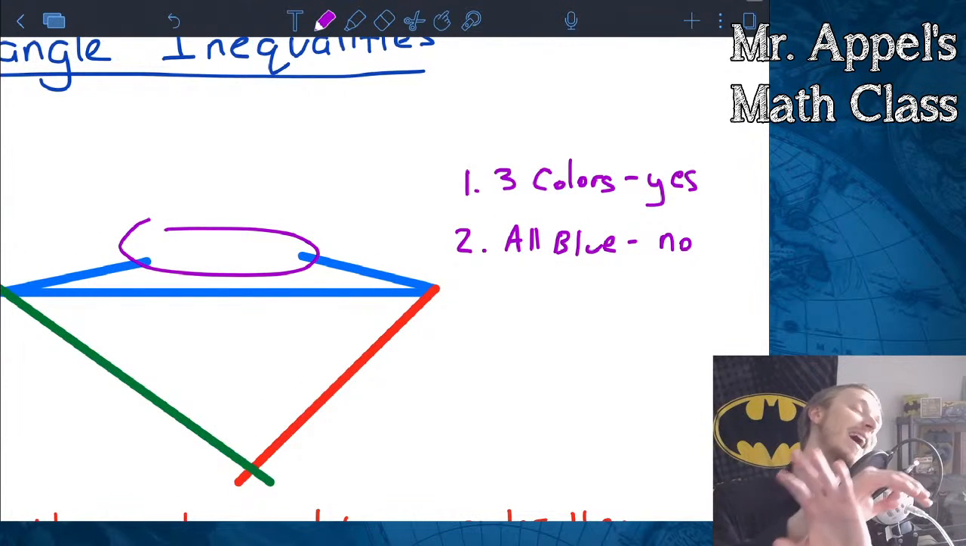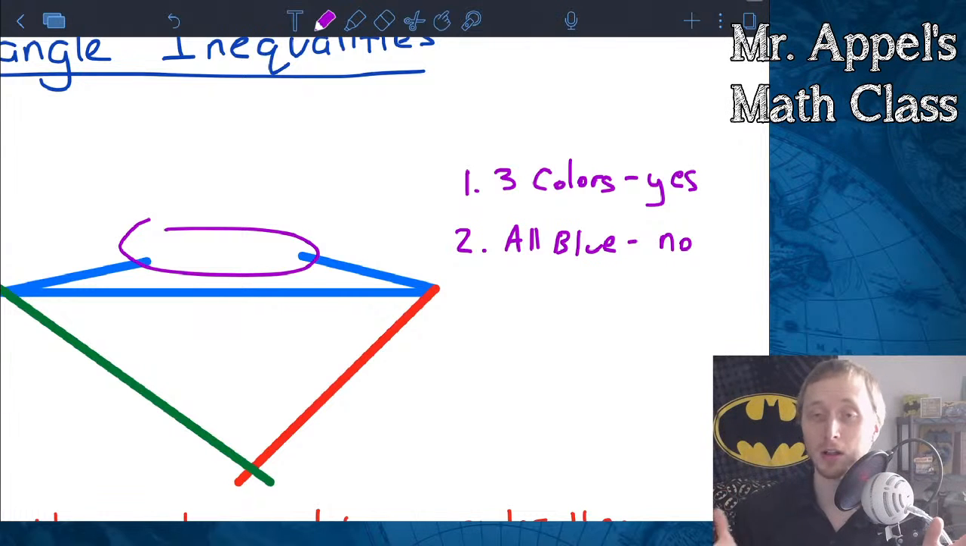We can't just pick any three lengths at all, right? Because you might end up with this situation where, however you want to phrase it, either two of them are too short or the long one is too long, right? Depends on which direction you're looking at it from. Because those aren't going to meet up.